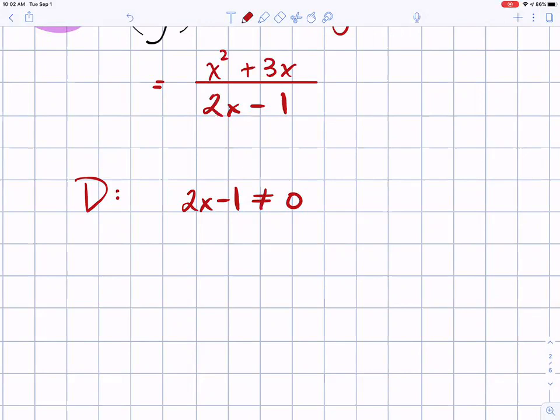And add 1, divide by 2. So you're going to end up with an x does not equal. There's your adding 1, and there's your dividing by 2.